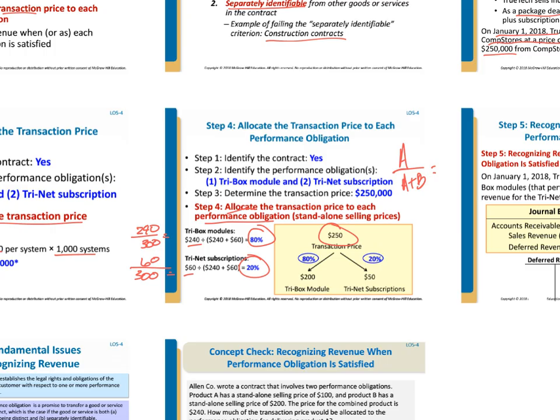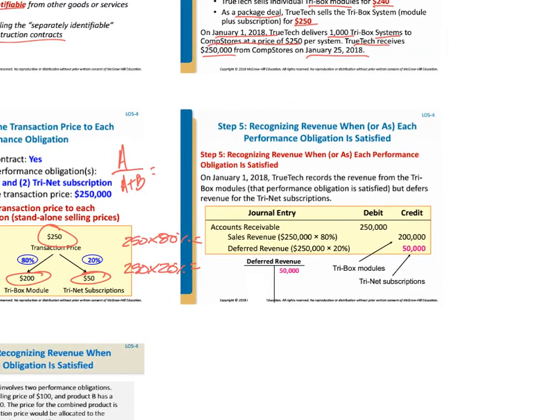And so we'll allocate each one of those by multiplying $250 by 80%, which is what provides for us the $200 here, and $250 times 20%, which provides for us the $50 here. So that's how much we'll allocate to each one of the performance obligations. Step 5 then asks us to recognize the revenue.